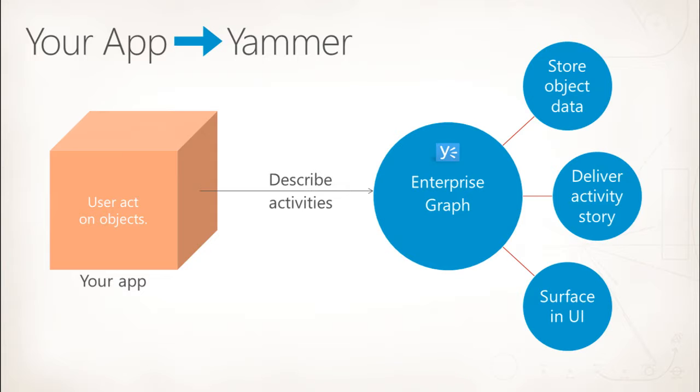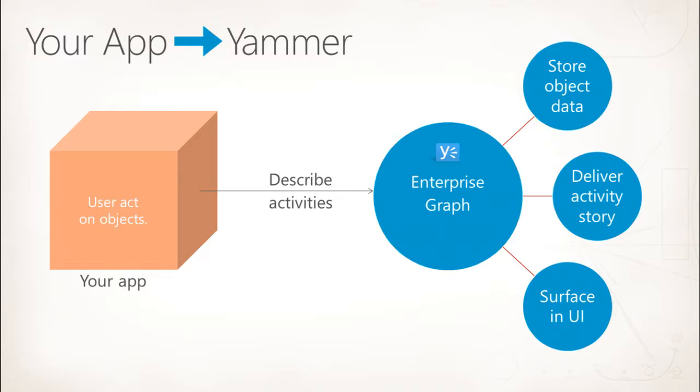So if you send us an activity story about a new blog post being created in your system, then you would probably want that to be public. So that'll be delivered to the user who acted upon it and all of their followers within Yammer. And then people can freely follow that object, comment on it, not have to worry about any kind of permission settings on the Yammer side.